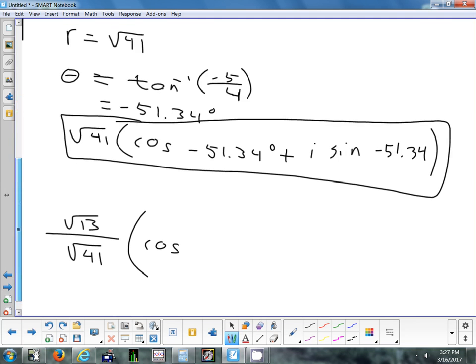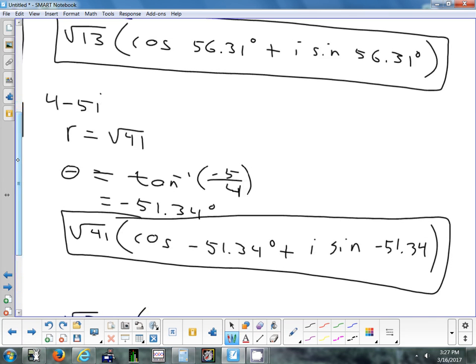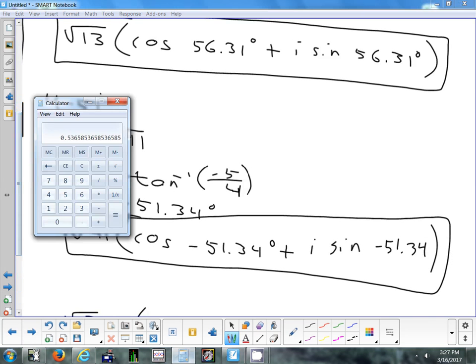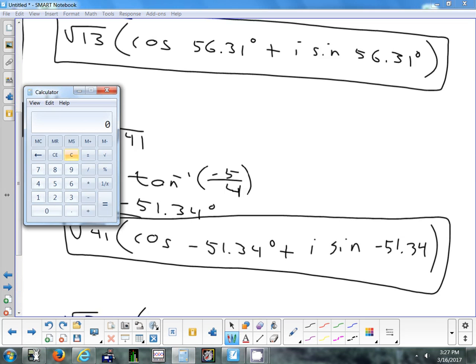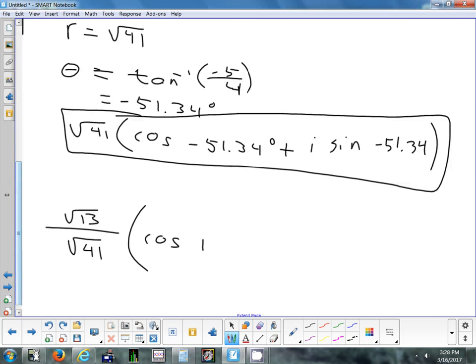And what do I do with my angles? Subtract them. So what's going to happen when I subtract these angles? I'm really going to add them because I'm subtracting a negative. So it's going to be 56.31 minus negative 51.34, so my angle is 107.65.